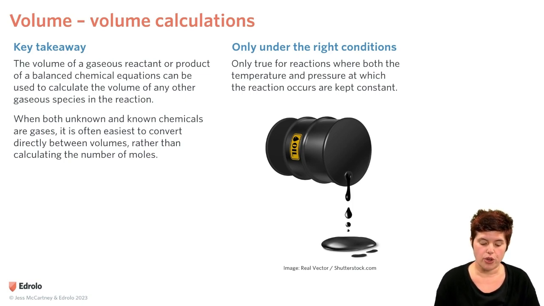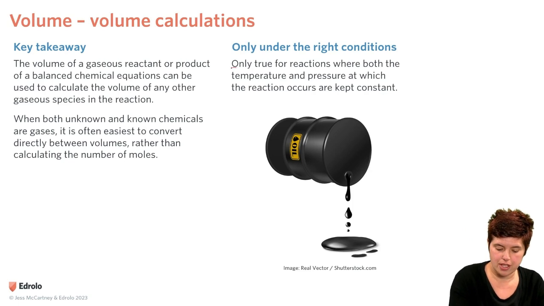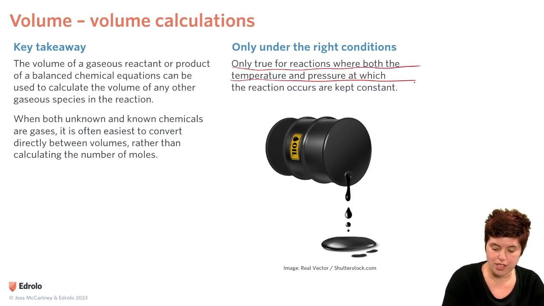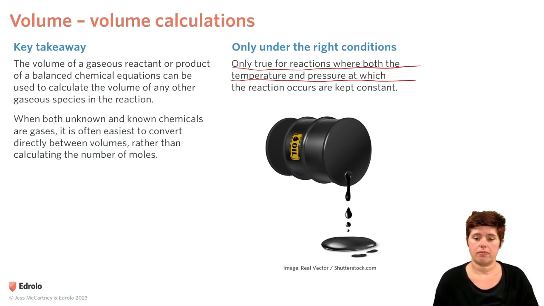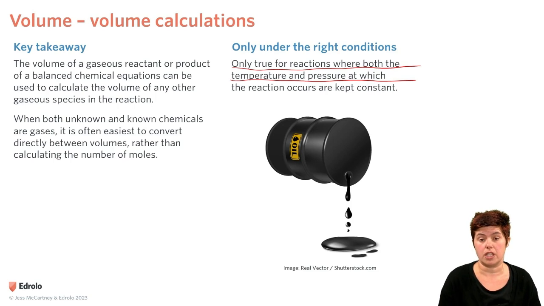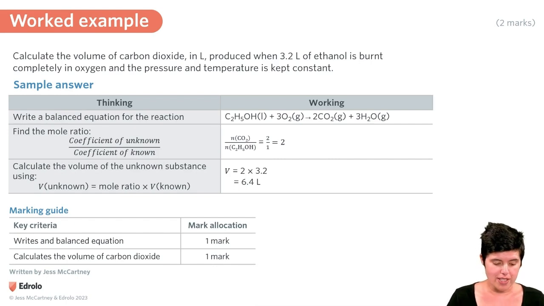Now remember, this is only true for reactions that are kept at a constant temperature and pressure from reactants to products. If there is any change in temperature or pressure, then this particular process will not be able to occur, and you do have to use the steps that we've done in the previous questions. But I'll show you what this looks like when it is kept constant. So let's have a look at a worked example.